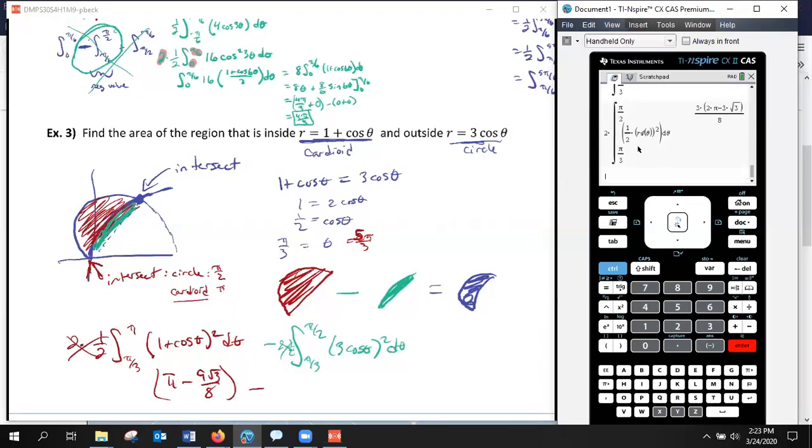So this gives me 6 pi over 8, which is 3 pi over 4. And then it'll be minus 9 square root of 3 over 8, which happily turns into pi minus 3 pi over 4. So that area just ends up being pi over 4. So a very, very nice, happy answer. And we celebrate. Yay.